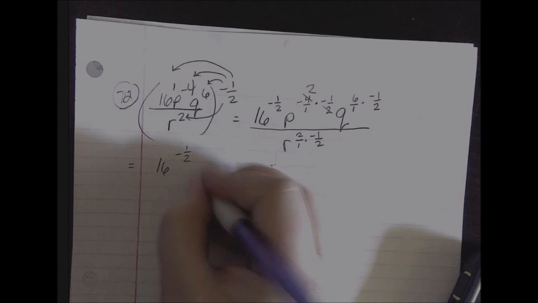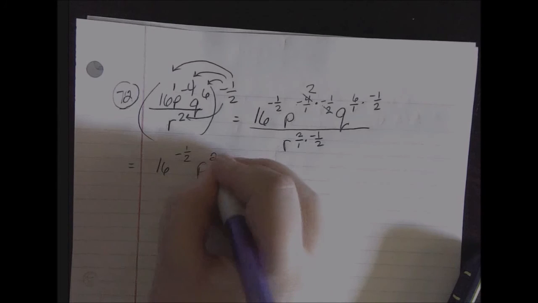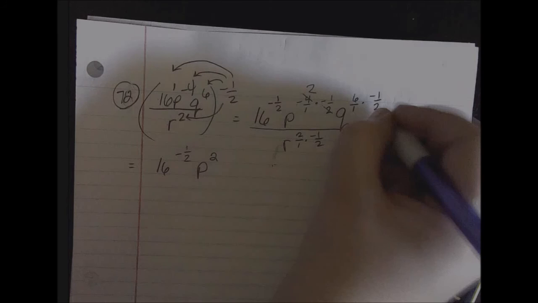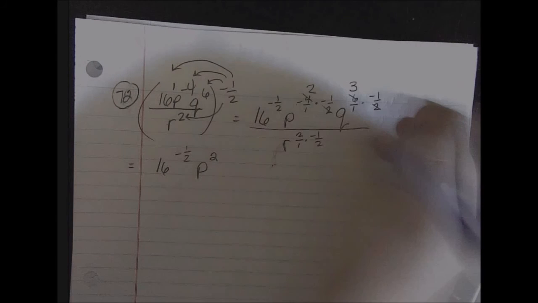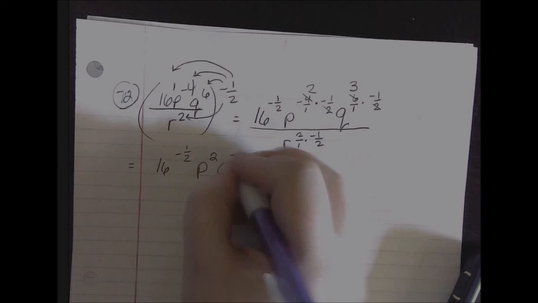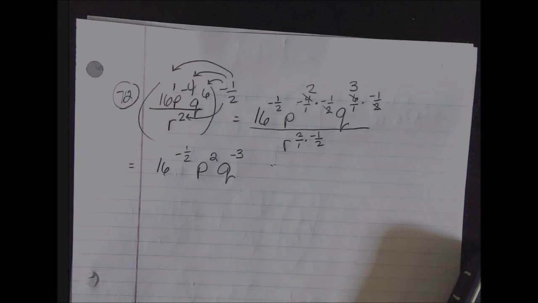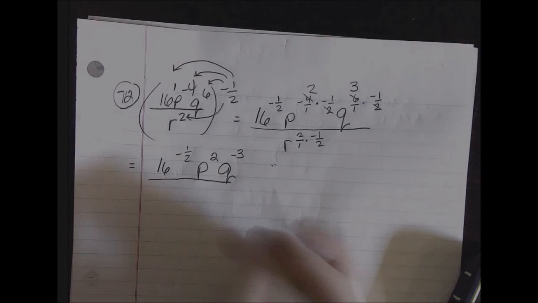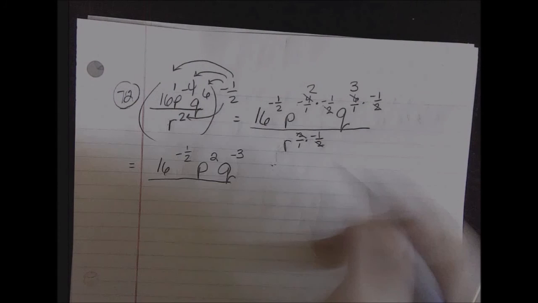so that gives me p squared. So it's p to the positive 2. This 2 goes into this 6 3 times, so that gives me q, and then 3 times negative 1 is negative 3. These two simplify, leaving me with r to the negative 1.